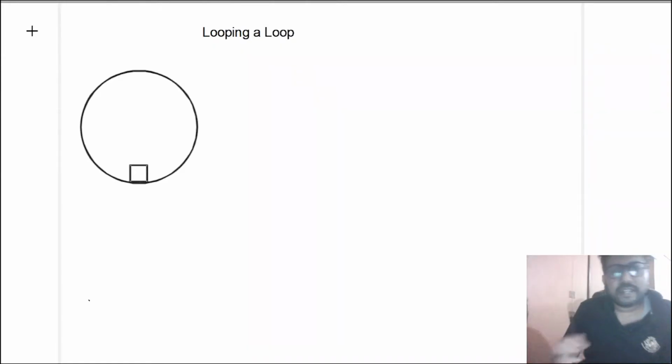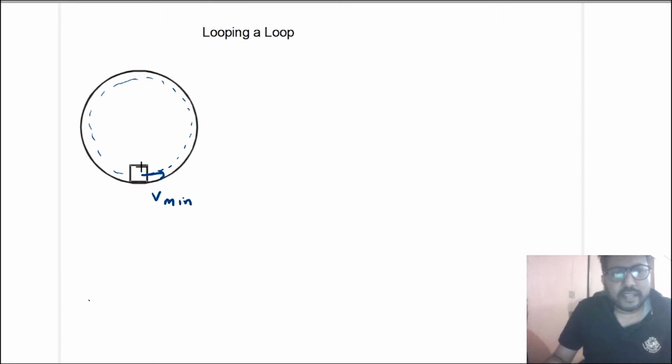We will discuss the next case, that is looping a loop. Suppose this is a cylindrical loop and this block is trying to complete the vertical circle inside this loop. So this block is trying to loop this loop. That's why it is called looping a loop. So what is the minimum speed that has to be given?